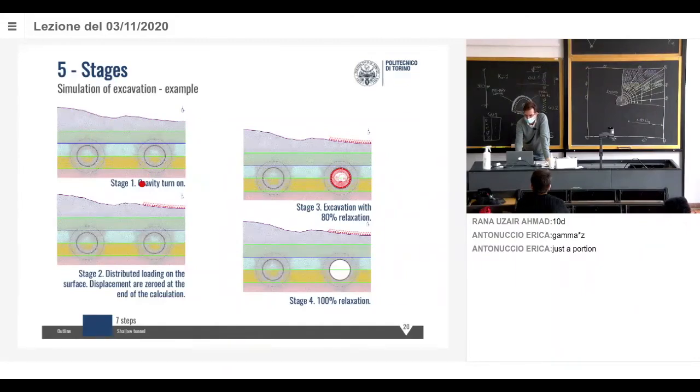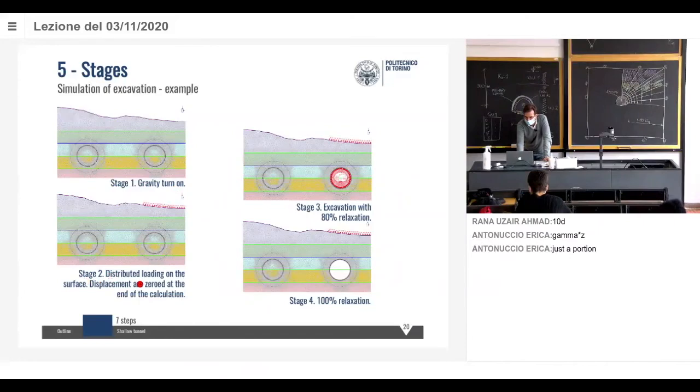Okay, so stage number 1, gravity turned on. This is the first step. This is a shallow tunnel. We cannot do what we did here. We need to compute the state of stress by setting the unit weight and applying gravity. So that's step number 1. And then what do we do? We delete the displacement after that stage. You remember that. So step number 1, gravity turned on.